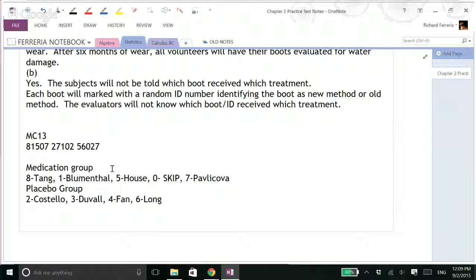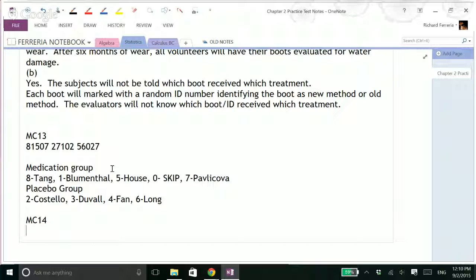Is there any other questions on 13 before we go to 14? Okay, let's look at MC14. Sickle cell disease is a painful disorder of red blood cells that mostly affects blacks in the United States. To investigate whether the drug hydroxyurea can reduce pain associated with sickle cell disease, a study by the National Institute of Health gave the drug to 150 sickle cell sufferers and a placebo to another 150. The researchers then counted the number of pain episodes for each subject.